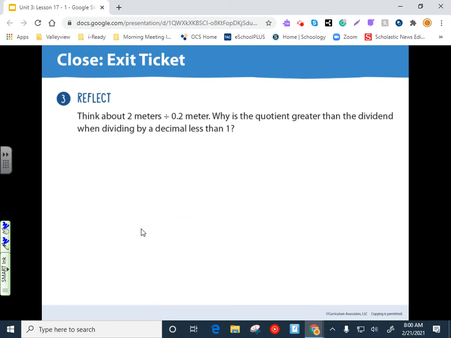And let's think about 2 meters divided by 2/10 of a meter. Why is the quotient greater than the dividend? Okay, we just talked about this. Why is the quotient greater than the dividend when dividing by a decimal less than 1? Because 2 meters is split into 10 2/10 pieces.